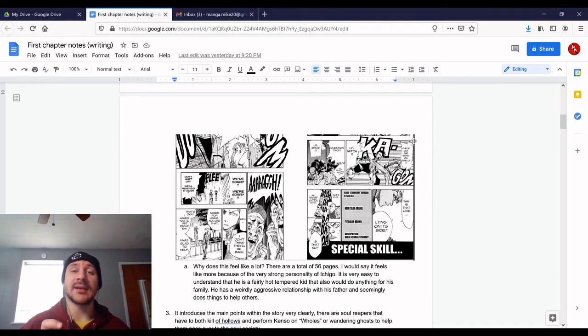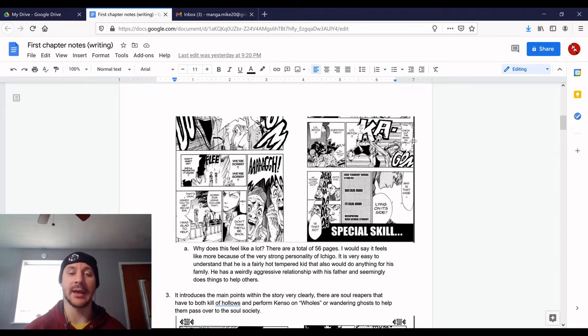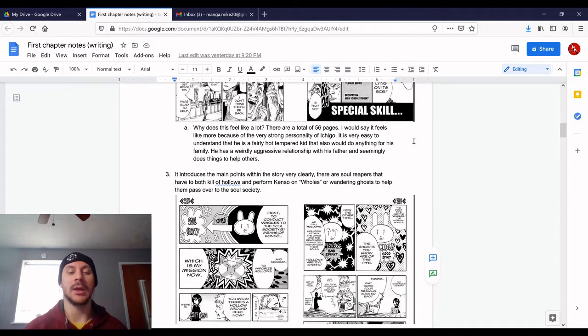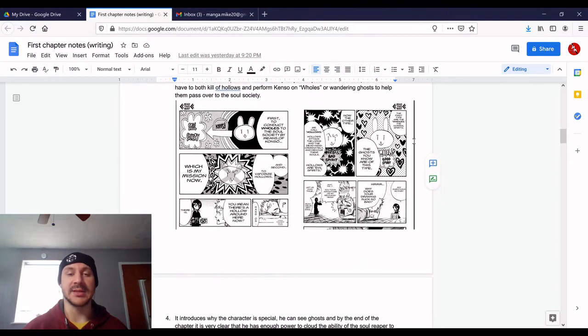And it feels like a lot within 9 pages, but there's 56 pages of this first chapter, and 9 pages of that isn't really that much, but it feels like so much because he has such a strong hold on his character, Ichigo, and he's able to kind of exemplify it in a way that showcases that character. You want to be able to do that with your protagonist or protagonists in that first chapter as well. So this next piece.